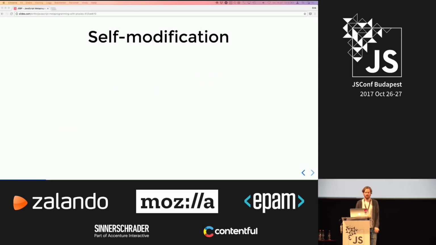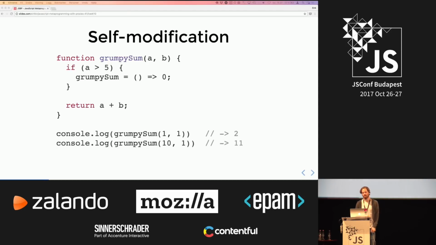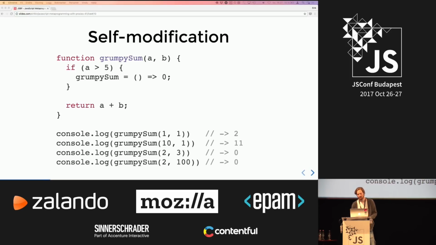And then you have self-modification. Let's say that I have a grumpy sum function that usually returns the sum of a and b. But if you ever pass an a that's larger than 5, it'll just rewrite itself to just return 0. So if I pass 1 plus 1, that's 2. If I pass 10 plus 1, that's 11. But then it just starts returning 0. So we've actually changed the functionality here during runtime while the code is running.